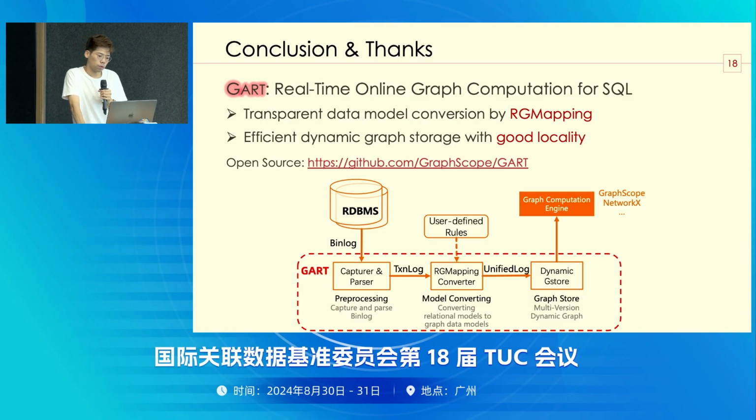So to conclude our talk, we present GART, a middleware for real-time online graph computations on SQL. The key contributions of GART are a transparent data model conversion by the RG mapping and an efficient dynamic graph storage with good locality. You can try GART on GitHub, and our code is still ongoing, with more new features being added.